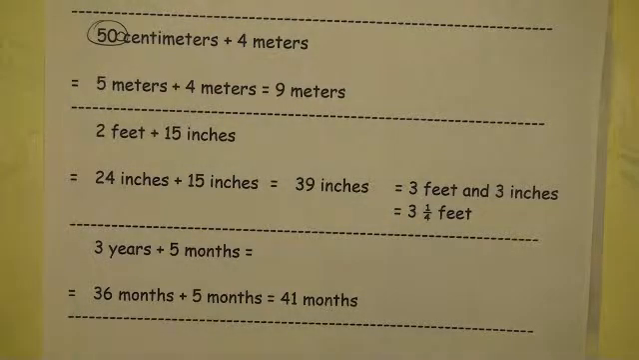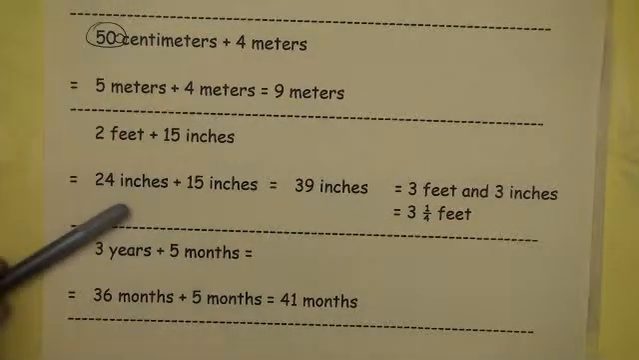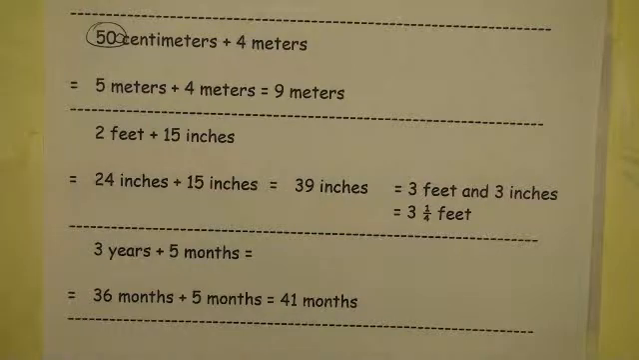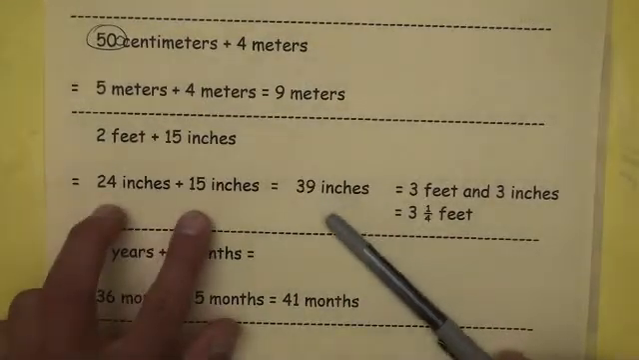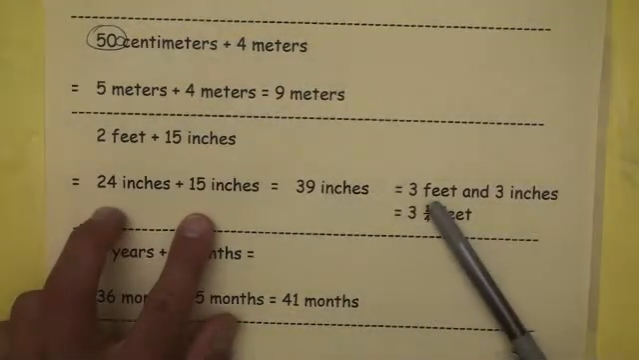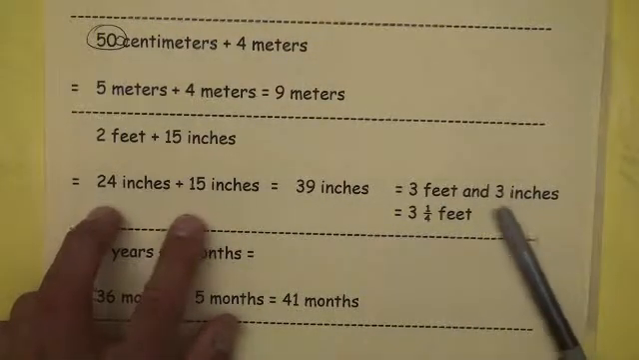Okay, now we have 2 feet plus 15 inches. Well, we would convert the feet to inches this time, and we'll get 24 inches plus 15 inches, which is 39 inches. So yes, you can describe this as 39 inches, or 39 inches converts to 3 feet plus 3 more inches. Now look at this.